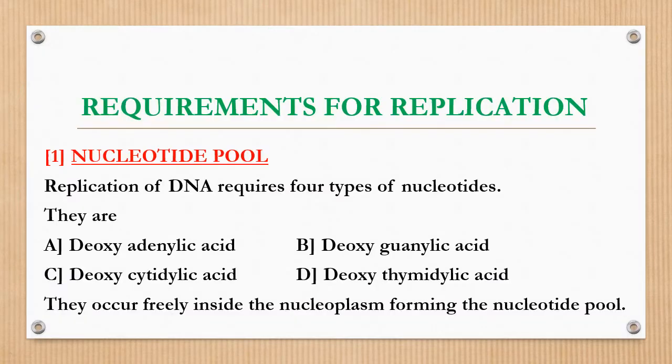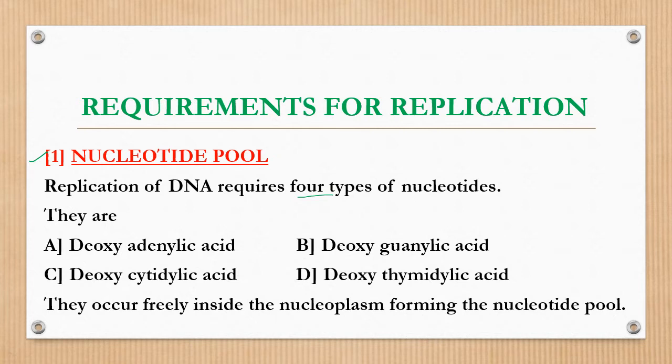Requirements for replication. What is required to complete replication? We said that it takes only 8 hours and several origins are formed, each called a replication unit or replicon. But what is required to complete the formation of a new DNA molecule? First, a nucleotide pool is required. Replication of DNA requires 4 types of nucleotides, which we know very well.